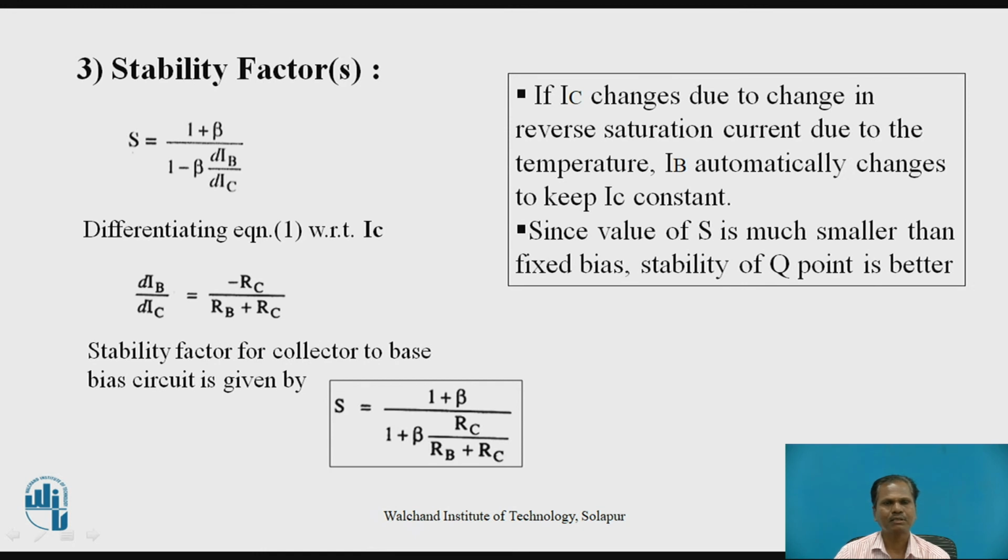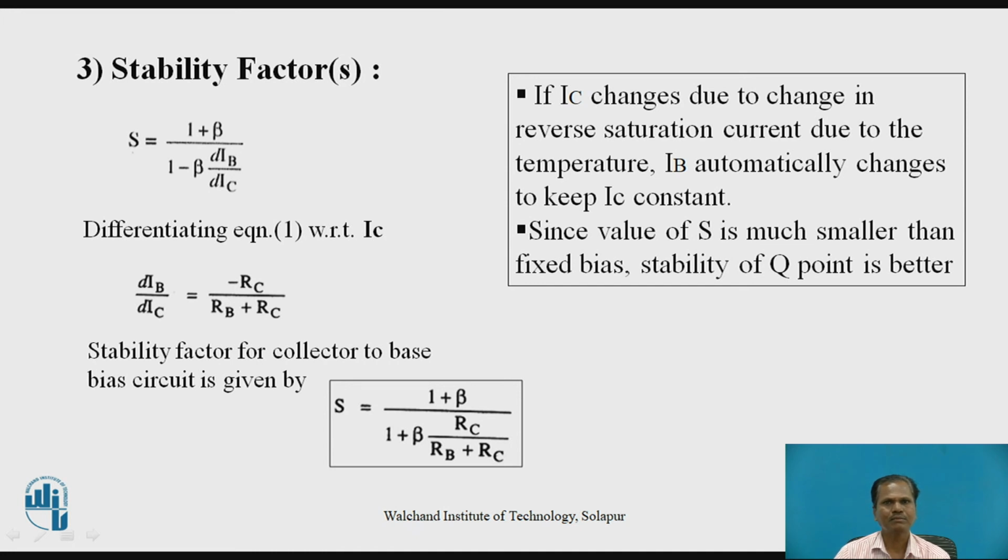Stability factor for a collector to base bias circuit. In general, stability factor is given by (1 plus beta) upon (1 minus beta times the derivative of base current with respect to collector current). Differentiating this equation with respect to collector current, the change in base current due to change in collector current is equal to minus RC upon (RB plus RC). So substitute the value of this in the previous equation. Stability factor for the collector to base bias circuit is given by S equal to (1 plus beta) divided by (1 plus beta into RC upon (RB plus RC)).